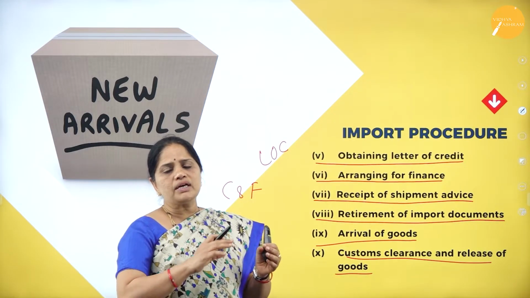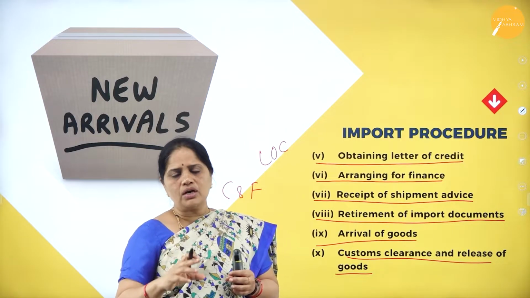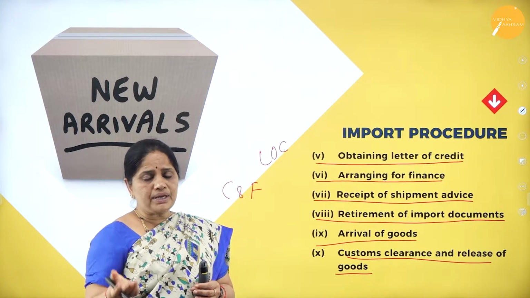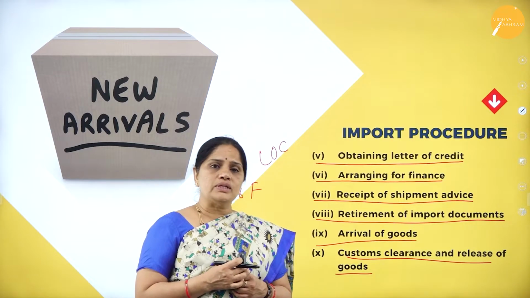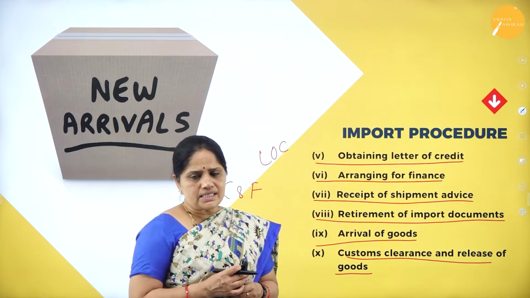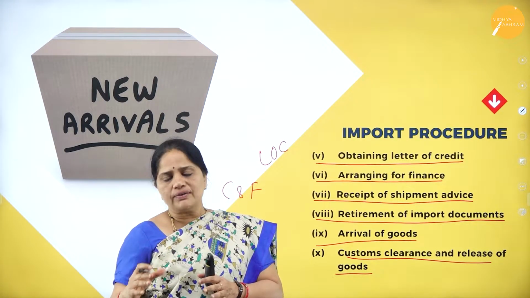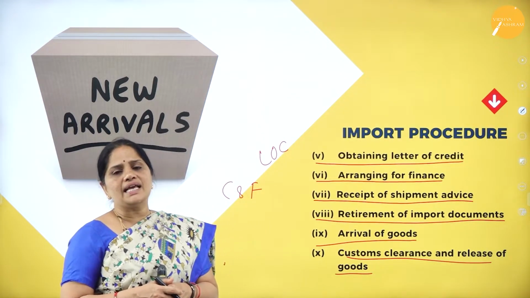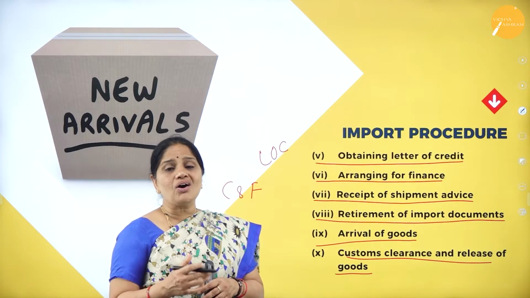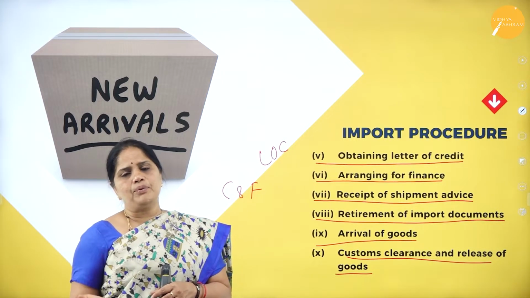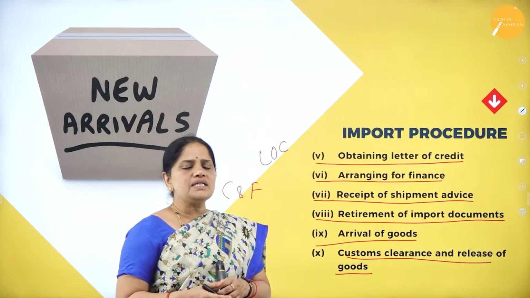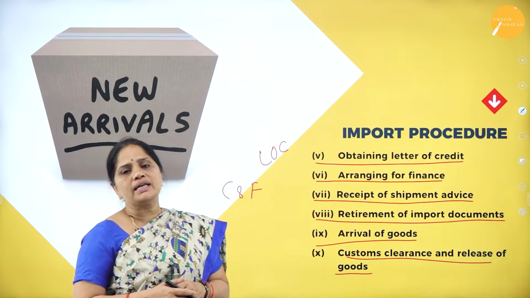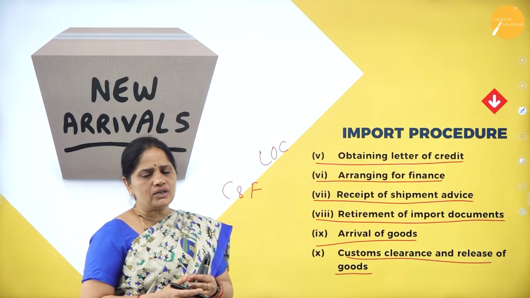Now the exporter, once he loads the goods on board the ship, the shipping company will issue a bill of lading to the exporter. Next, when the goods reach the port of destination of the importer, the shipping company will issue an endorsement order or a delivery order to the importer. With the help of this delivery order, the importer can take delivery of the goods.